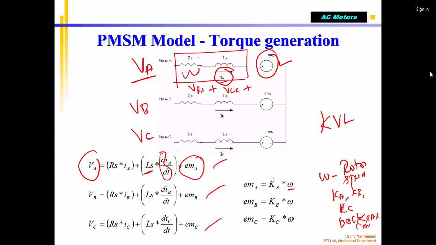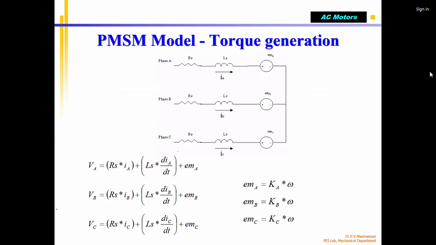Correct? So back EMF constant will be same. Maybe 0.1, 0.5. I don't know, it is some number. So that will be given by motor manufacturer. One that is known, please note that the back EMF is not constant. Omega is going to change from 0 to say 5,000. What is omega? Omega is nothing but rotor speed, shaft speed. When you apply voltage initially at t equals 0, rotor is under stationary condition. That time omega is 0.